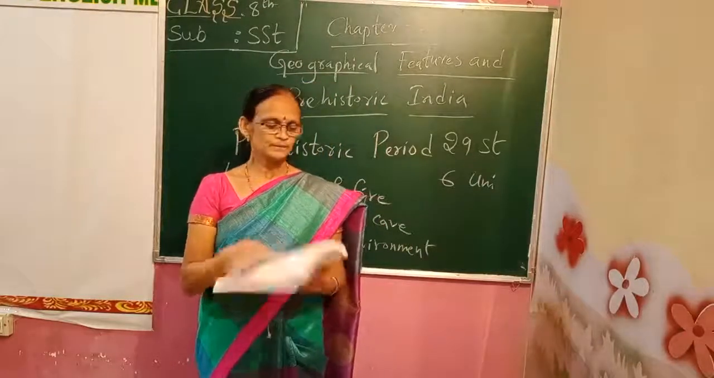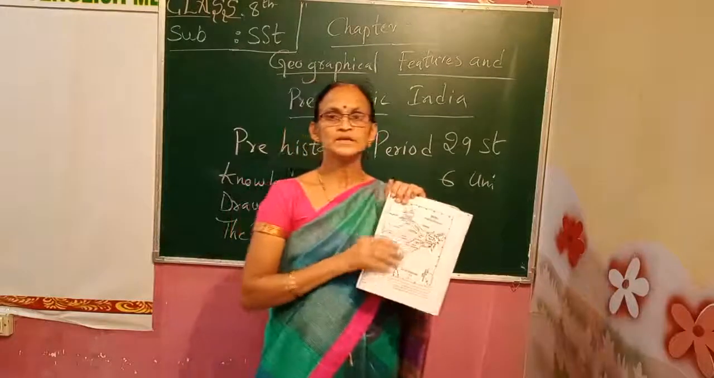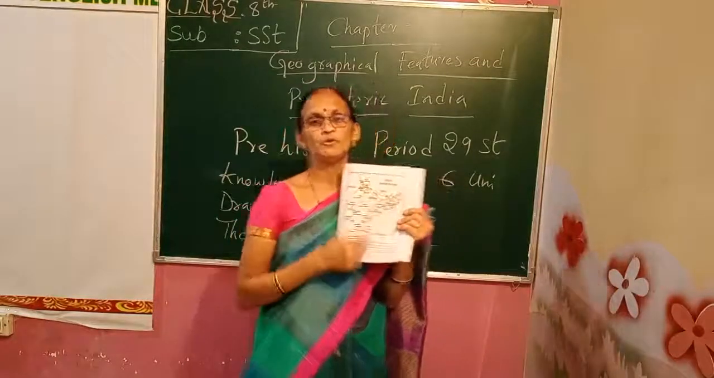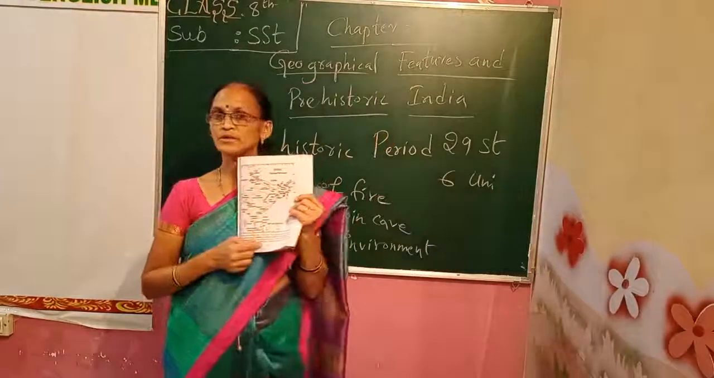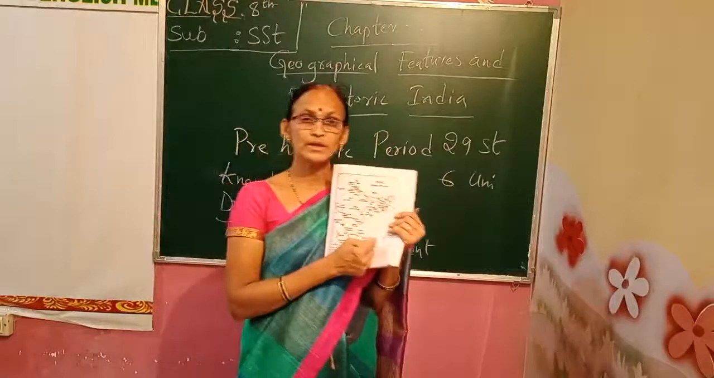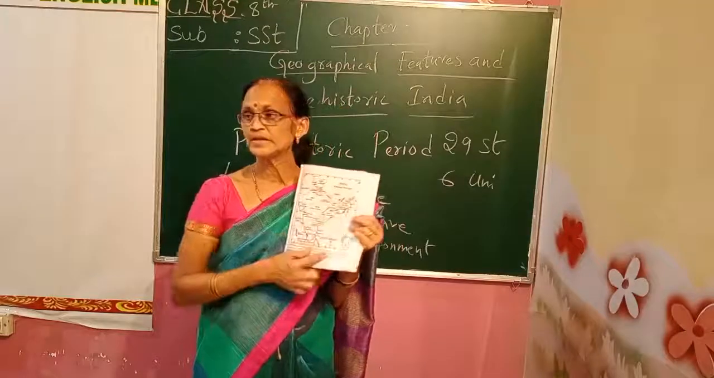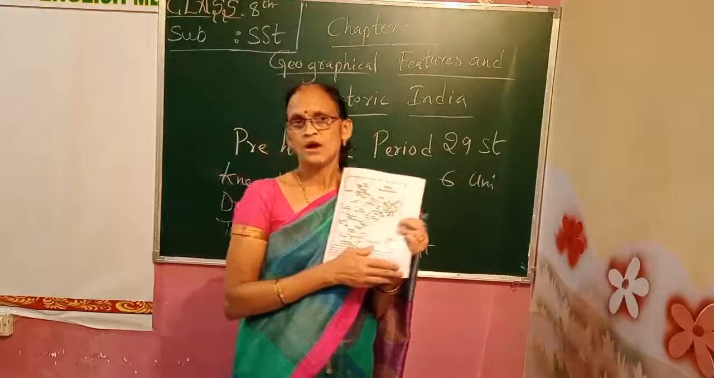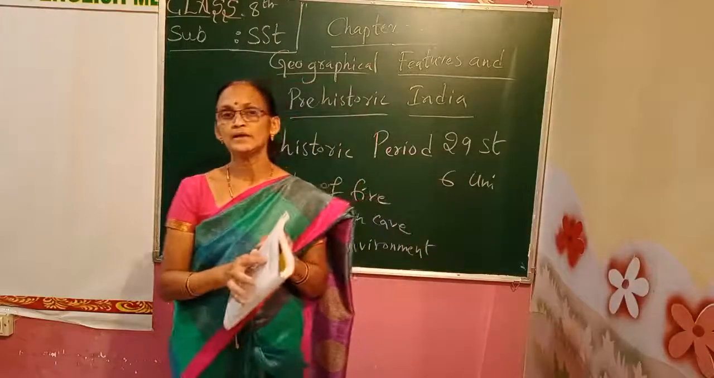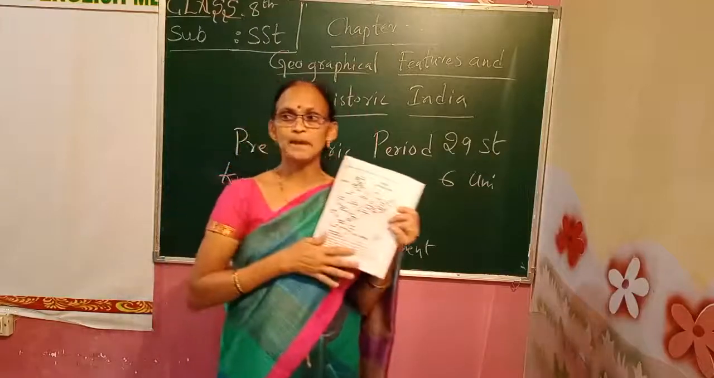So here you can see in this map the whole 28 states and 9 union territories, where the rivers are flowing, which countries are our boundary countries, what seas are there, everything is there in this map. You first write the heading of the lesson, draw this map and locate them.